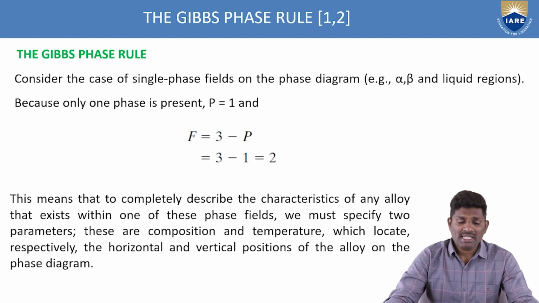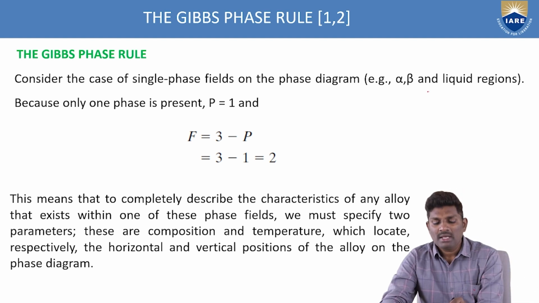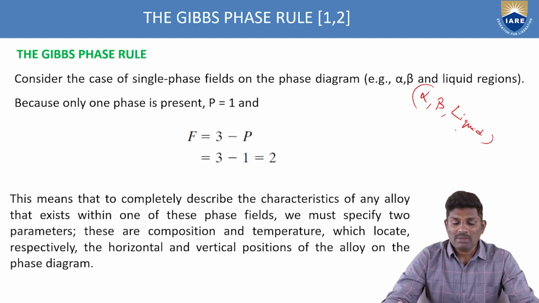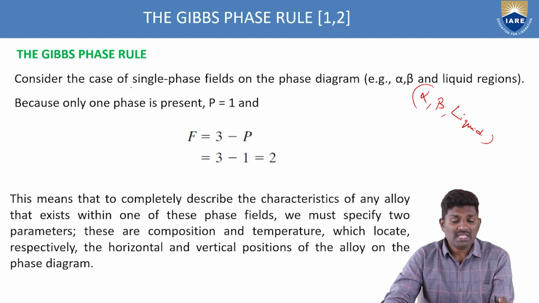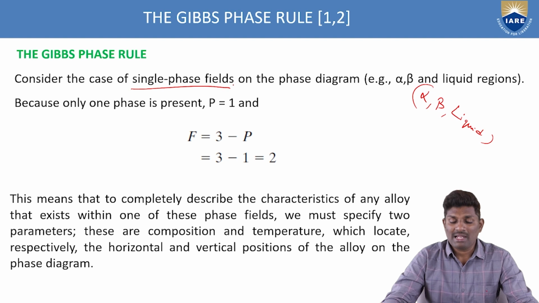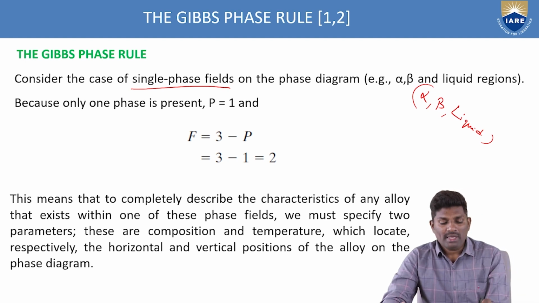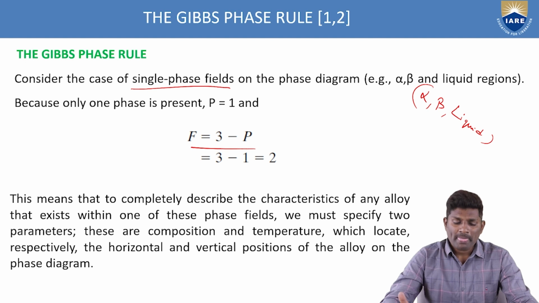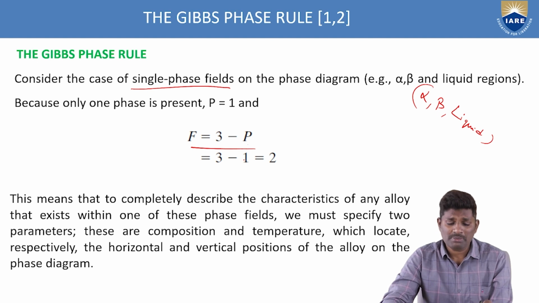Now consider the single phase fields of the phase diagram. What are the single phase notations we have here? Alpha, beta, or the liquid state. These are the 3 single phases available in this example. So we are considering the case of a single phase, either alpha, beta, or liquid. Earlier we got F equal to 3 minus P, where P is the number of phases present. So just replace P with 1. F equal to 3 minus 1, that is 2.